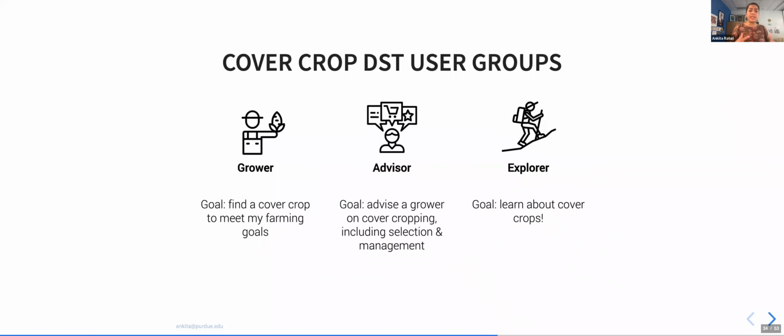So when it comes to thinking about our cover crop DSTs, there are a couple of user groups that we're really focused on, right? It's growers themselves, people who are trying to find a cover crop to meet their farming goals; advisors who want to be able to advise said growers on cover cropping, including selection and management. And then we have explorers, right? I could fall into that category even, people who just want to learn more about cover crops. And so these are the kinds of users that we anticipated were coming to the types of tools that we're working on.